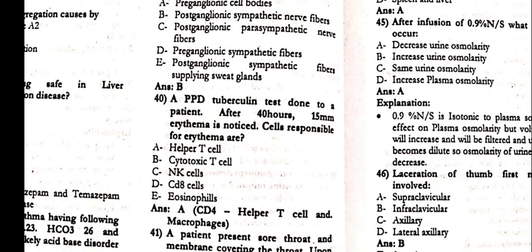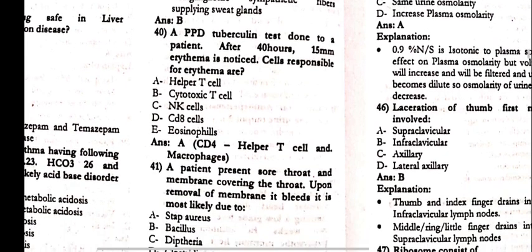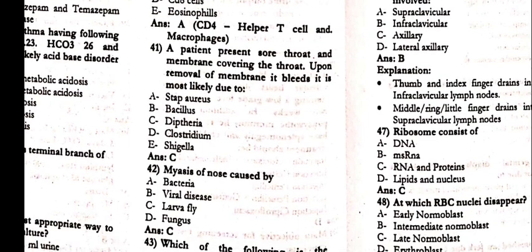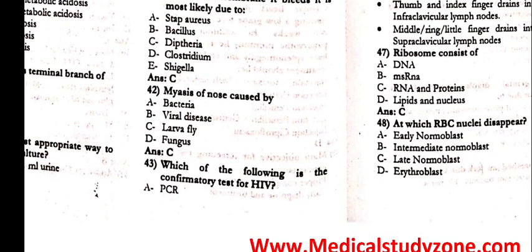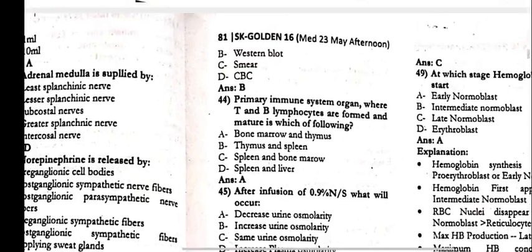40, PPD tuberculin test done in a patient after 40 hours. 15 mm erythema is not T cell responsible are the helper T cells. 41, the patient presents with a sore throat, membrane coming in the throat, removal of membrane, it bleeds, that is diphtheria. 42, miosis of nerves is caused by the larva fly. 43, which of the following is the confirmatory test for HIV, that is the Western blot.